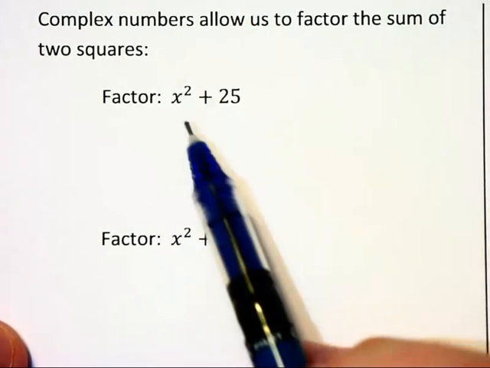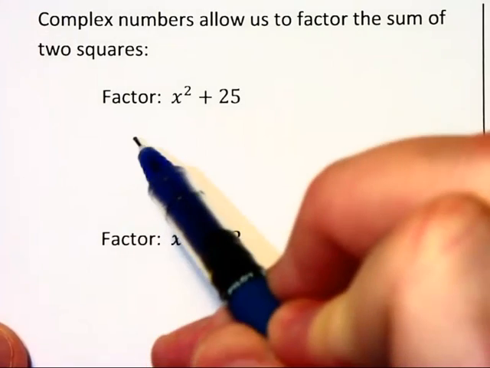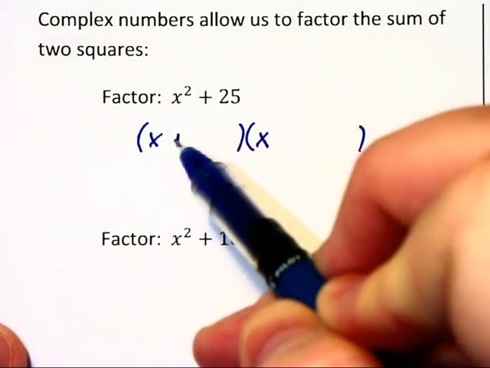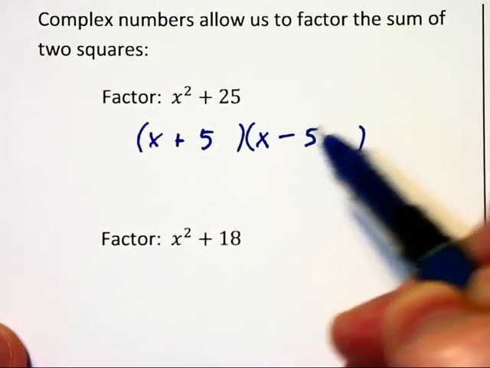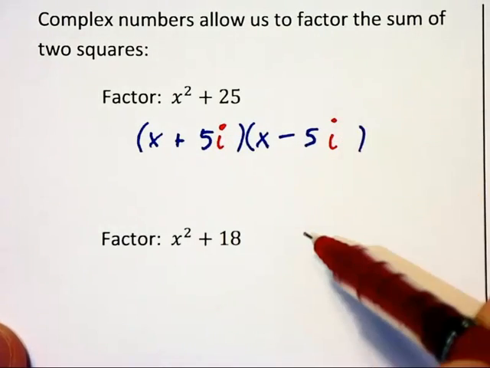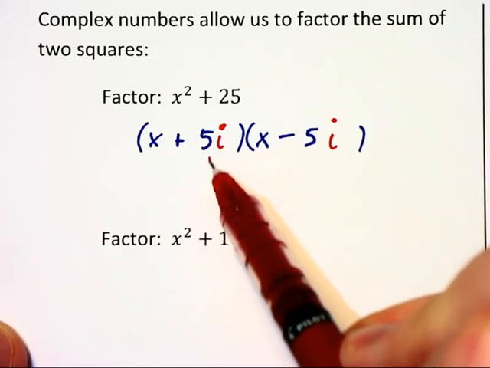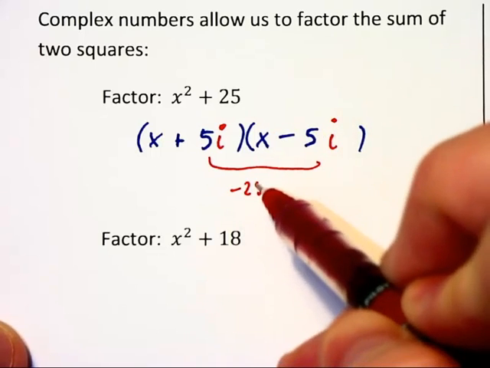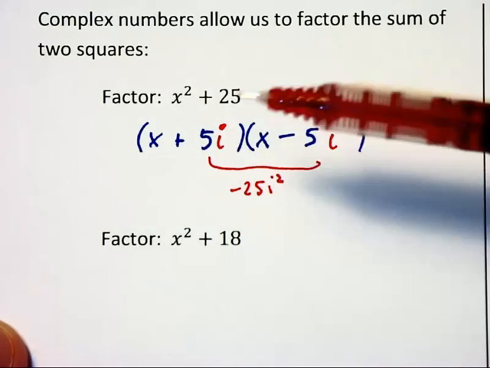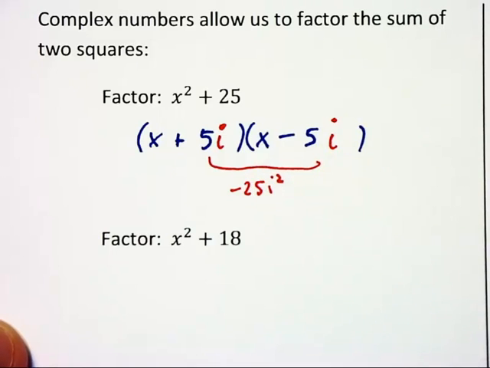Previously, we have not been able to factor the sum of two squares because it would never work. But now we can factor them. We're going to treat it just like the difference of two squares, x times x. If this were the difference of two squares, we'd have plus 5 and minus 5. But this is going to become plus 5i and minus 5i. Notice we're multiplying conjugates, so the middle terms will cancel, and the L term of FOIL, when you multiply these together, gives you negative 25i squared, and you know that's going to be positive 25. So you can factor the sum of two squares just like the difference of two squares if you stick an i at the end of each parentheses.